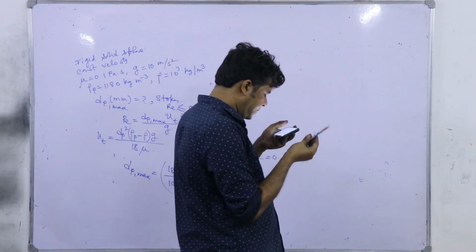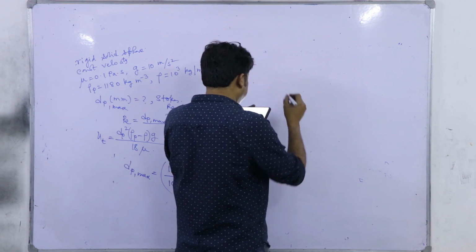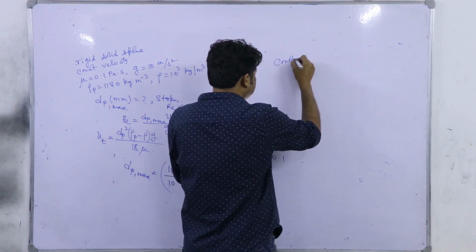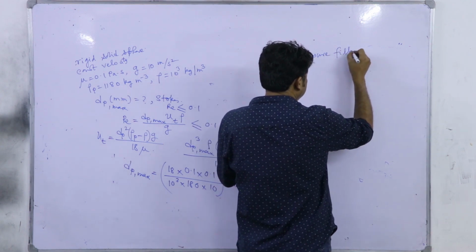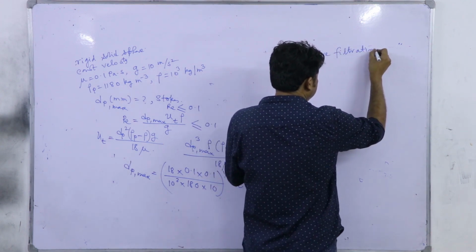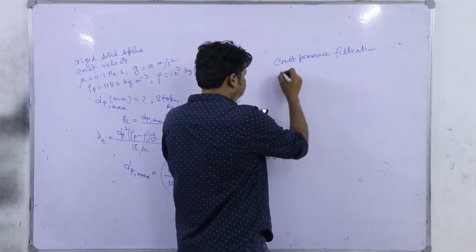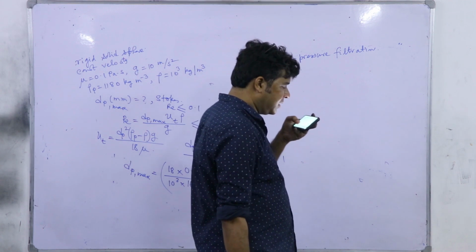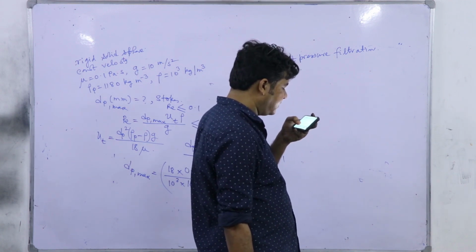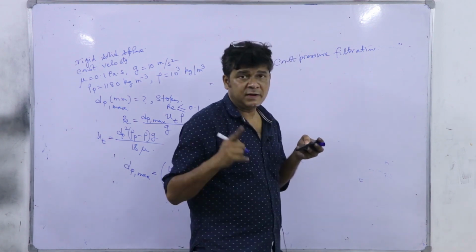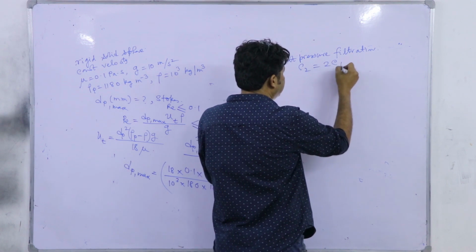Next, a filtration is conducted at constant pressure, so it is constant pressure filtration, to recover the solids from a dilute slurry. To reduce the time of filtration, the solid concentration of the feed slurry is increased by evaporating half of the solvent. That means the concentration of the slurry is getting doubled, so C2 equals 2C1.